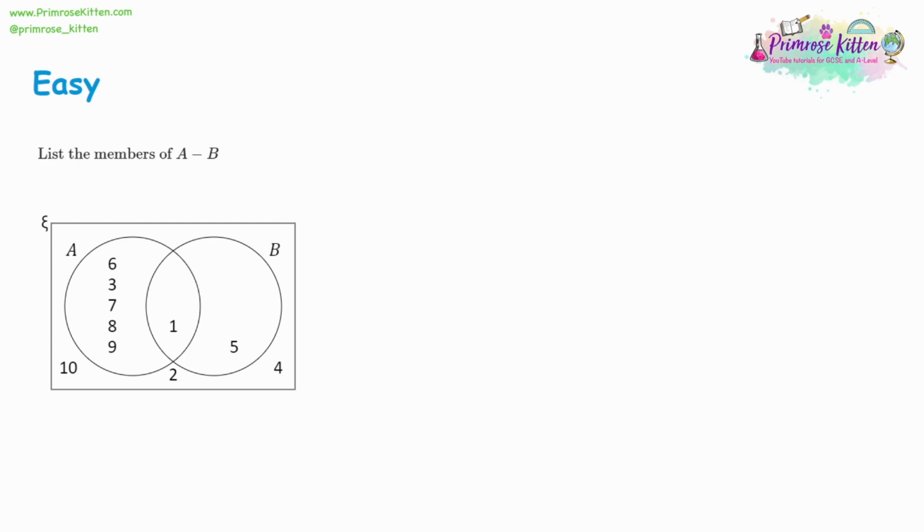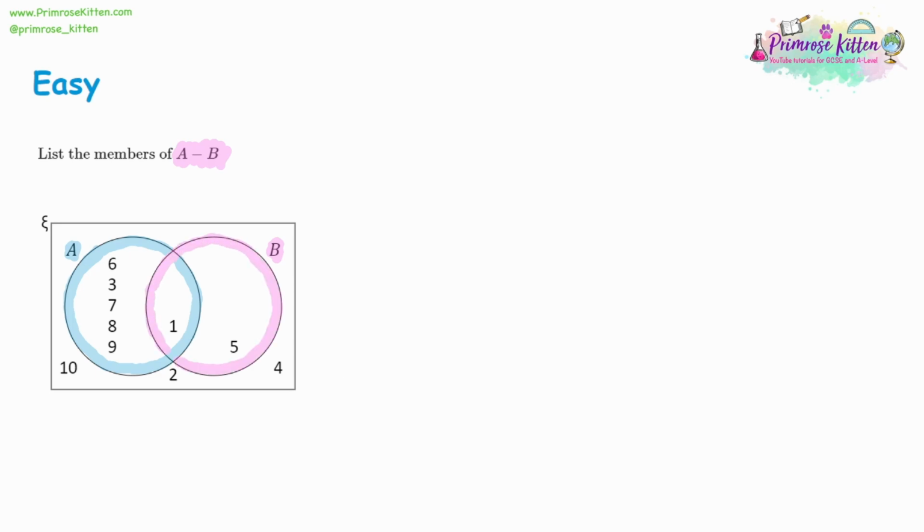Now, next we want the members of A take away B. So how is this going to work? Well, we're talking about A, so let's have a look at A. So we've got the circle for A. I'm going to stop colouring the whole thing now, just highlight the outside to save time. And then we've got B, and we've got the circle for B. So you can see it overlaps the circle for A.